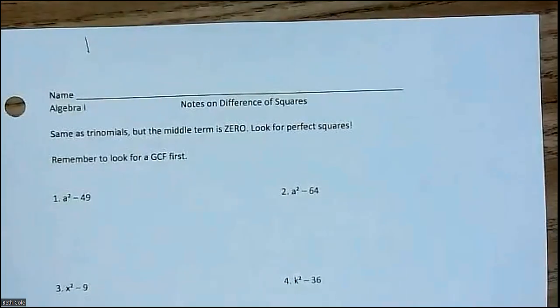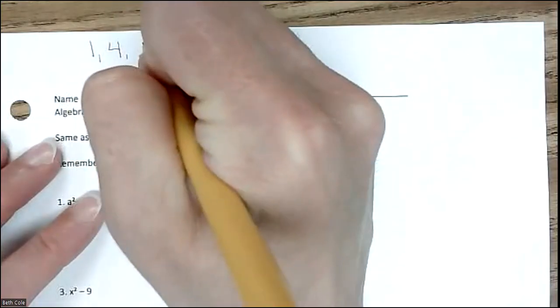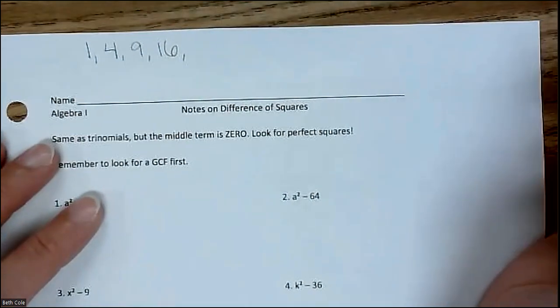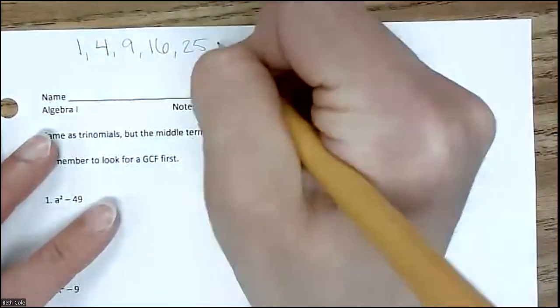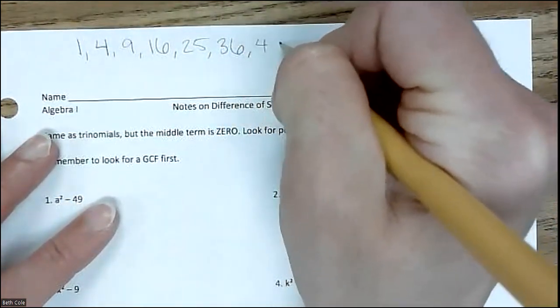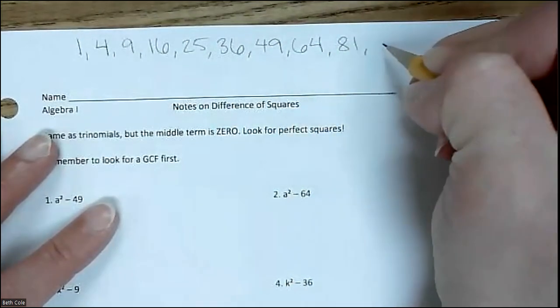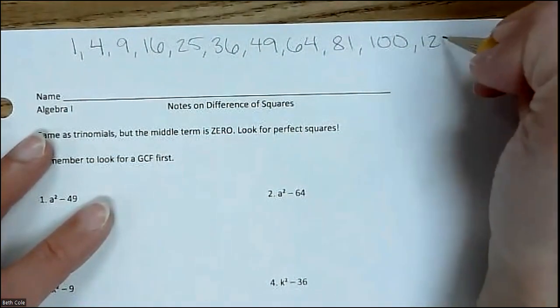The first one is 1, and people tend to forget about 1, but the square root of 1 is 1. So you got to remember that one. The next one is 4, and then 9, and then 16. Good. Let's see if we can go all the way up through 12 squared. 25 is 5 squared. 36, good. 49. 64. 81. 100. And let's just go up to 12.